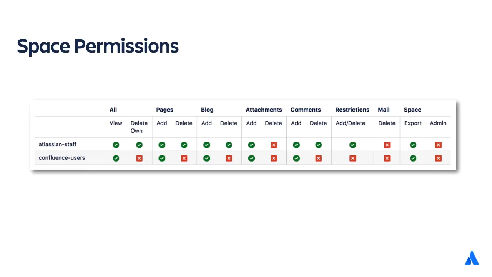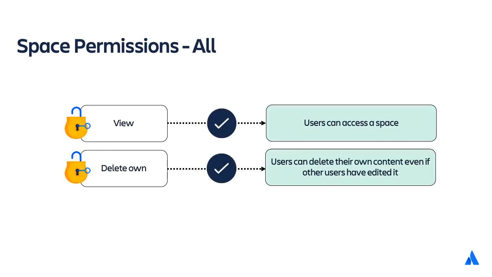Let's look at these permissions in more detail. First, let's consider the All section of the space permissions, which you see appear first on the left in the list of space permissions, where we have View and Delete own options. What does it mean if a user is granted these permissions? If you are in a group or you're a user with view permissions in a space, you can access that space and access content in that space.